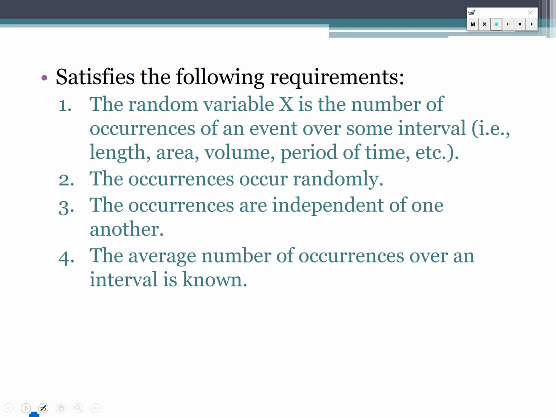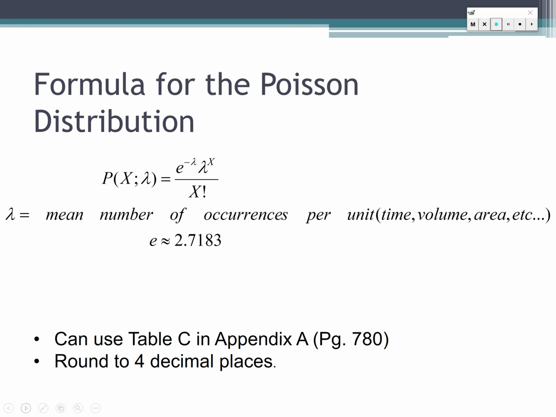The Poisson distribution satisfies the following requirements. The random variable x is the number of occurrences of an event over some interval, so whether it's length, area, volume, period of time. The occurrences occur randomly. The occurrences are independent of one another. And the average number of occurrences over an interval has to be known. The formula for the Poisson distribution.